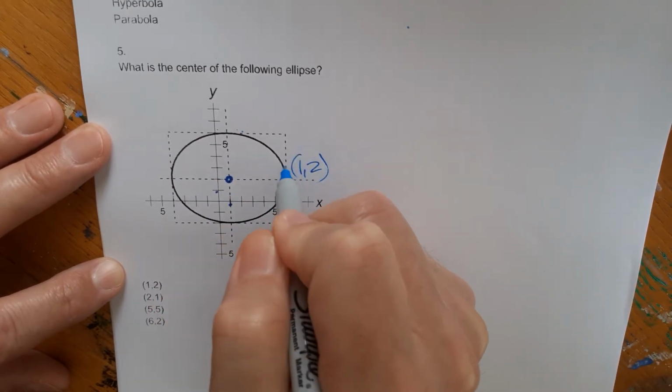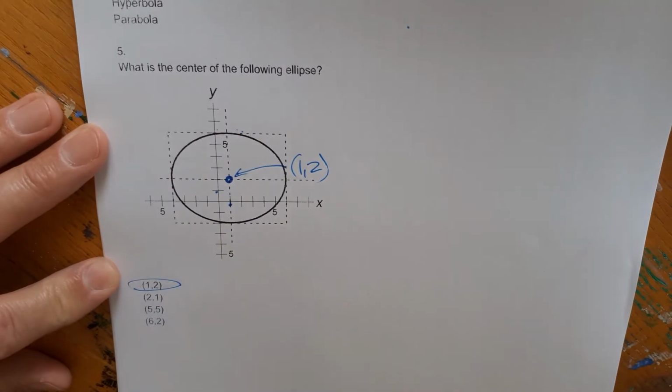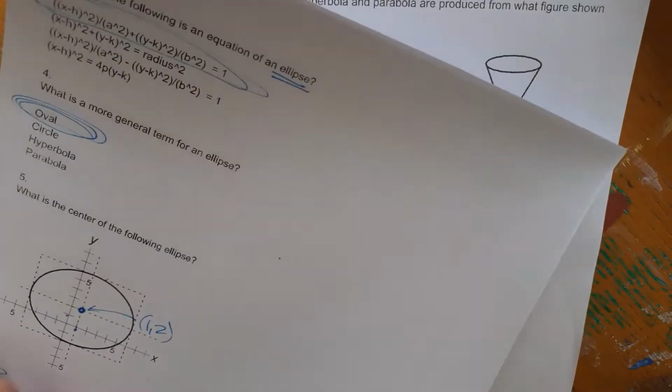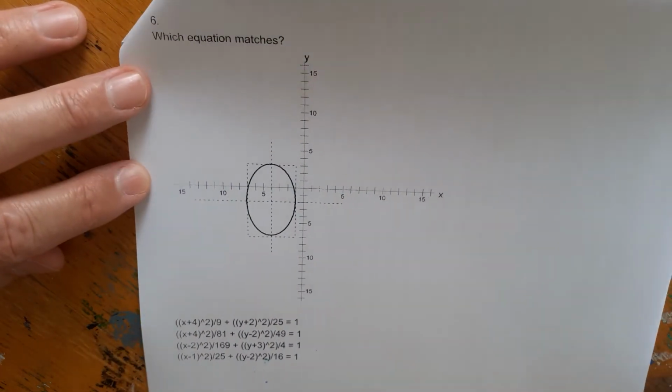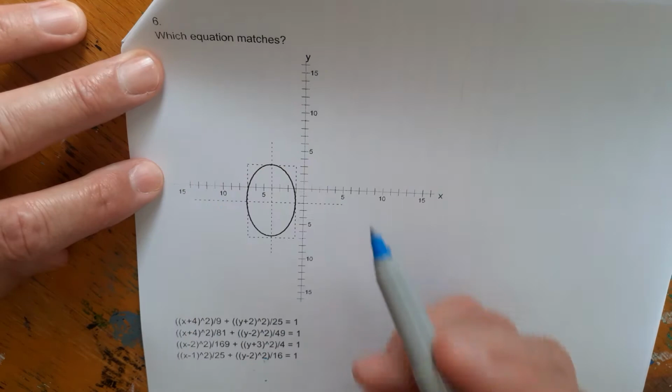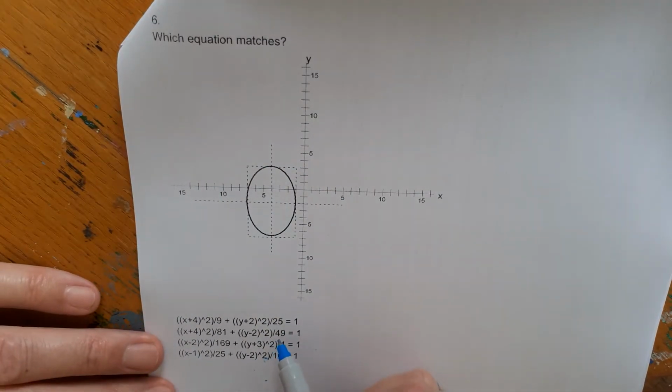1, comma 2 is this center right here. 1, comma 2. So far, so good. Just where's a plotted point so far? Nothing difficult yet. All right, let's see what we got here. Which equation matches? Nice.